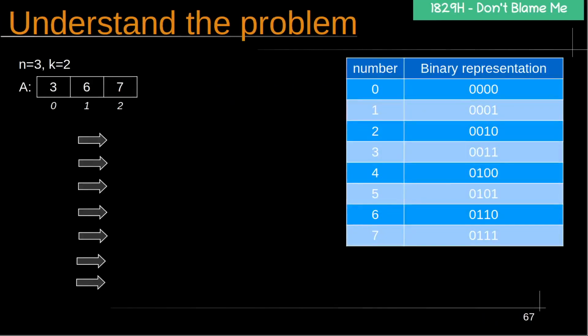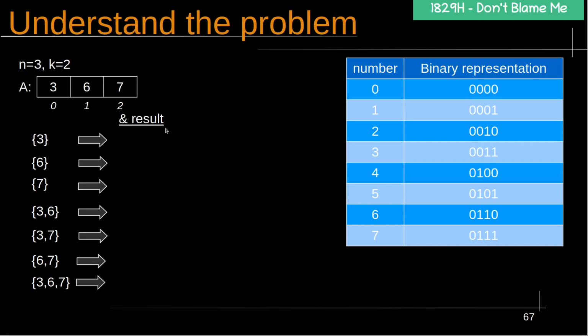Let's take an example here. For example, if we have an array of 3 elements and k is equal to 2. These are the subsequences that we can form from the array 3, 6, 7: 3, 6, 7, and 3 6, 3 7, 6 7, 3 6 7. This is all the subsequences that we can form from this array.